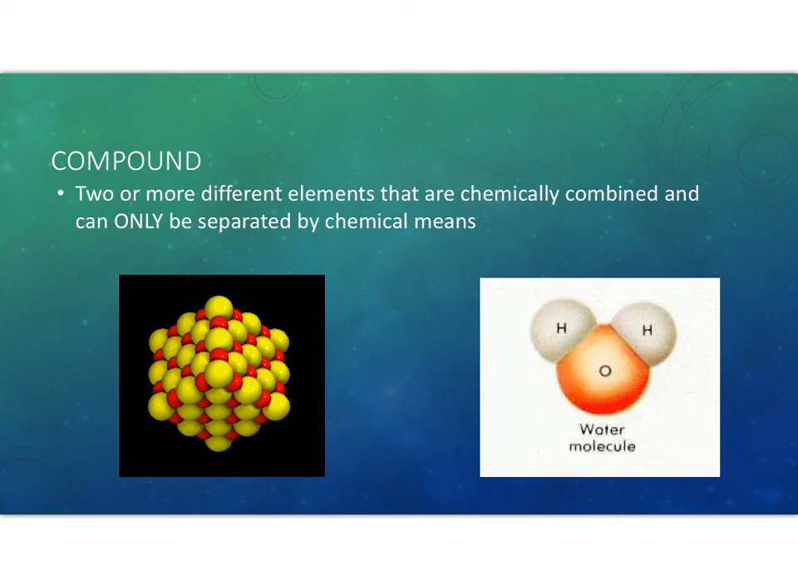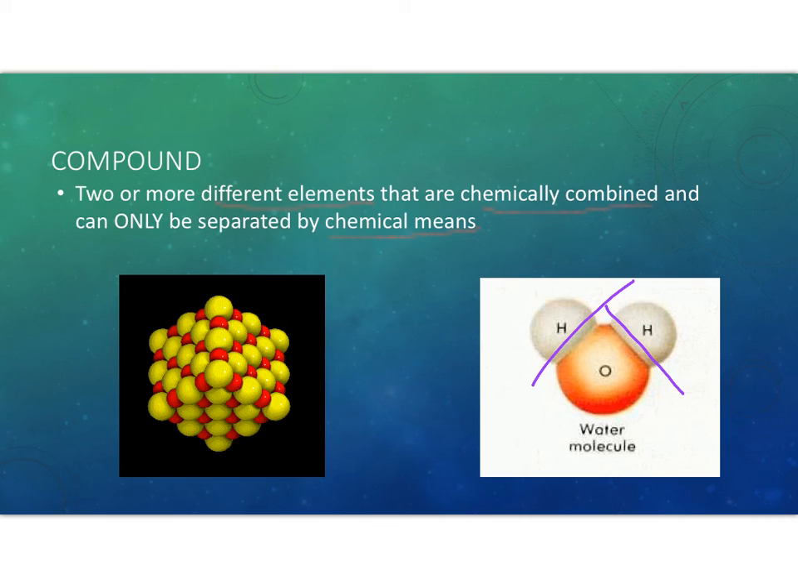Compound: 2 or more different elements that are chemically combined. We talked about that earlier this week, and we're going to add to this definition today that they can only be separated by chemical means. So what exactly does that mean? That means that a chemical reaction must occur in order to break apart these different elements in a compound. So I need energy to break this bond between the hydrogen and oxygen and this bond between the hydrogen and oxygen. Because I need a chemical reaction to do that, I know that this is a compound.